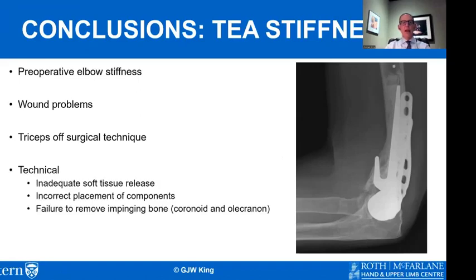I think there's technical factors such as inadequate soft tissue release, incorrect placement of the components, and failure to remove impinging bone on both the coronoid and olecranon during the elbow replacement. You need to check the range of motion intraoperatively to ensure a good range of motion is achieved. When in doubt, fluoroscopy can be used to assist.